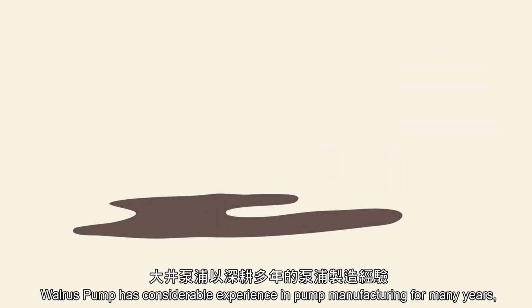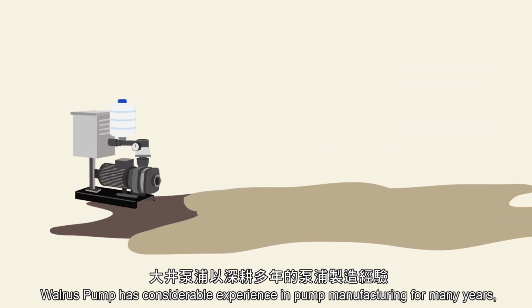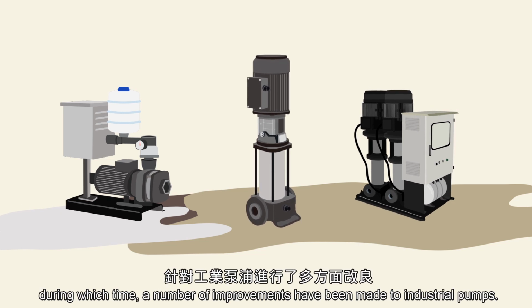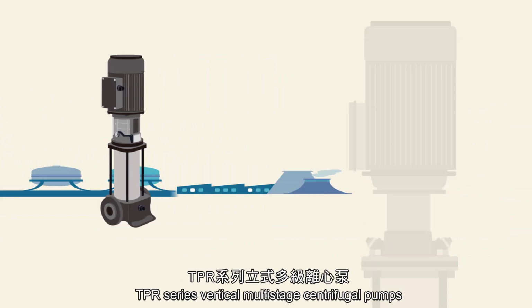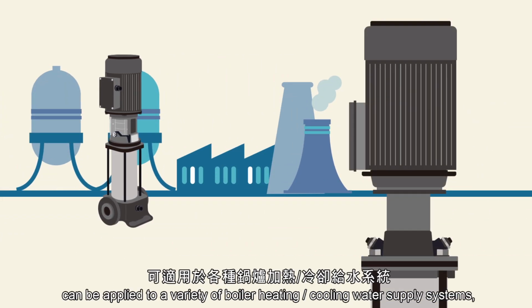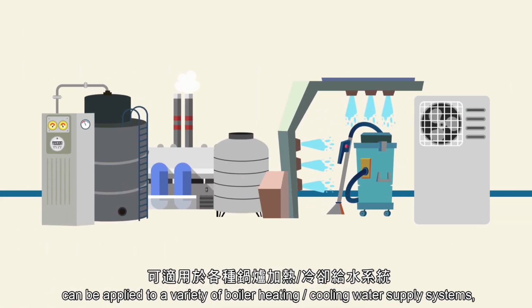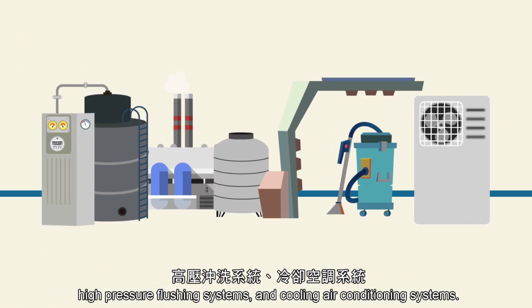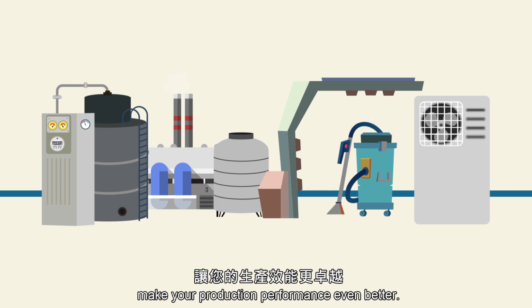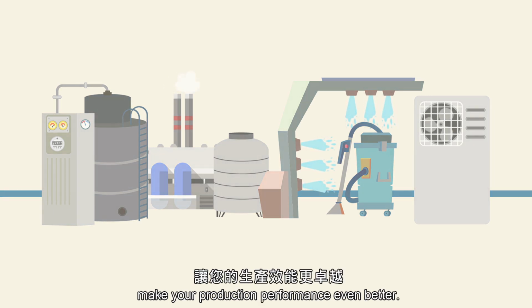Walrus Pump has considerable experience in pump manufacturing for many years, during which time a number of improvements have been made to industrial pumps. TPR series vertical multi-stage centrifugal pumps can be applied to a variety of boiler heating, cooling water supply systems, high-pressure flushing systems, and cooling air conditioning systems. Under the usage conditions of your machine, make your production performance even better.